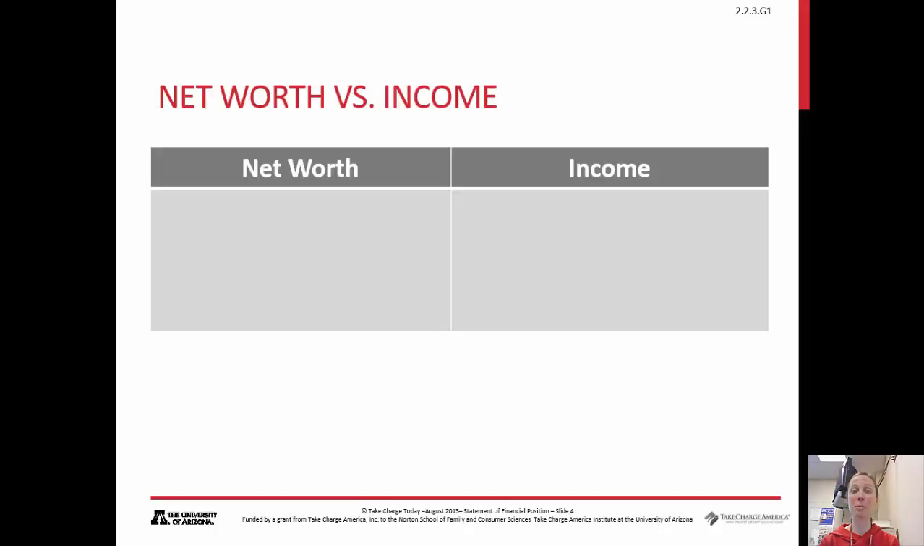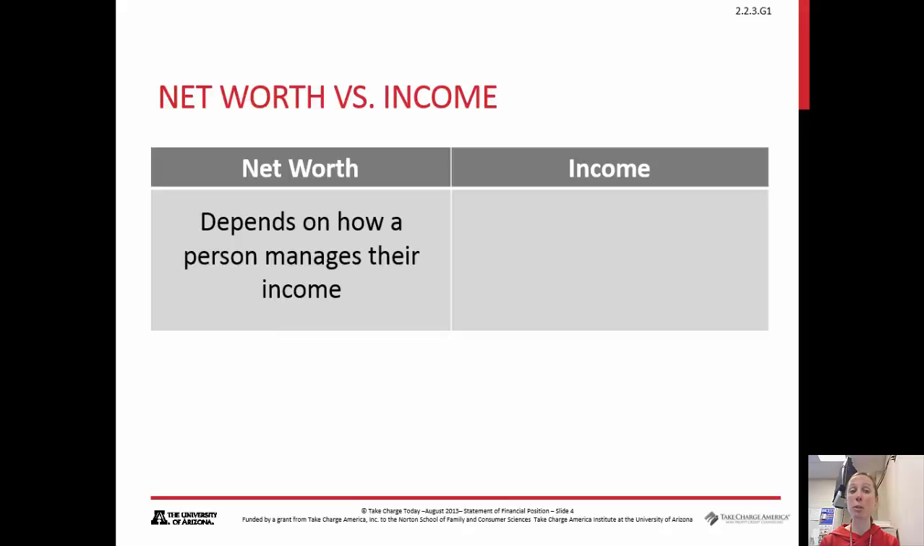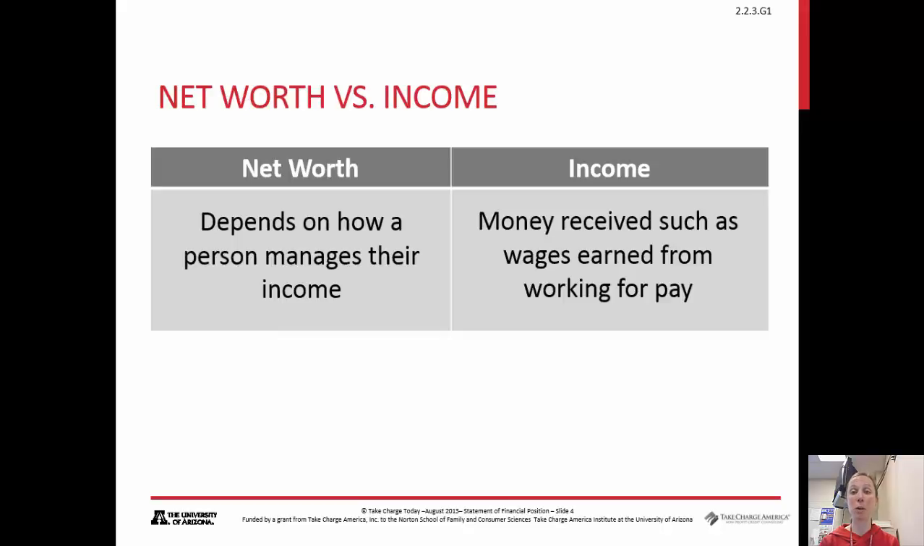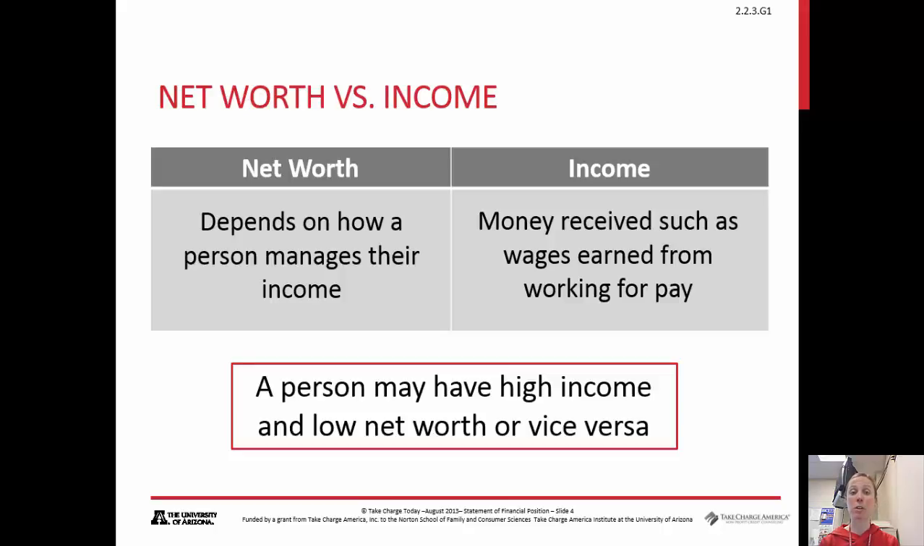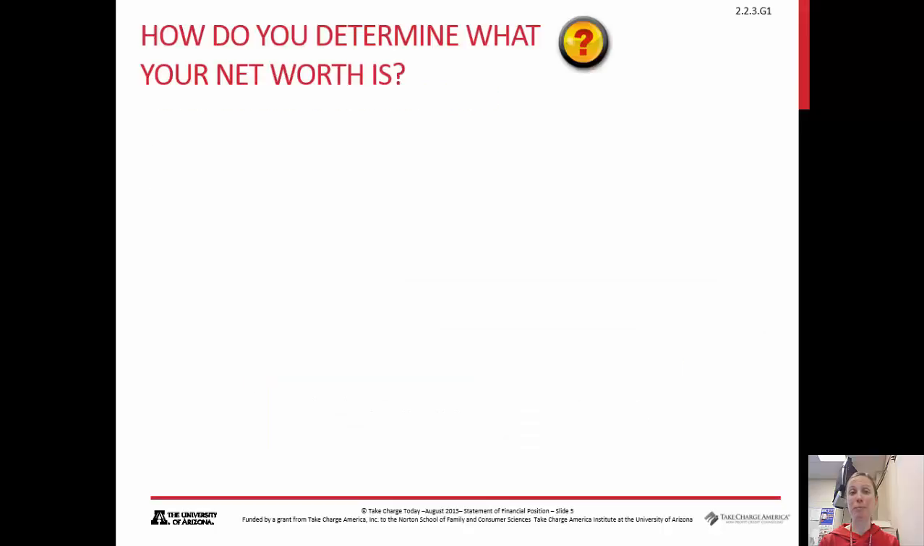Now we can go back to Ian and Mitchell. How a person manages their income will determine their net worth, because income is the money you receive from your wages. So just because you have a high income doesn't mean you have a high net worth, or a low income doesn't mean you have a low net worth. You can have either way.